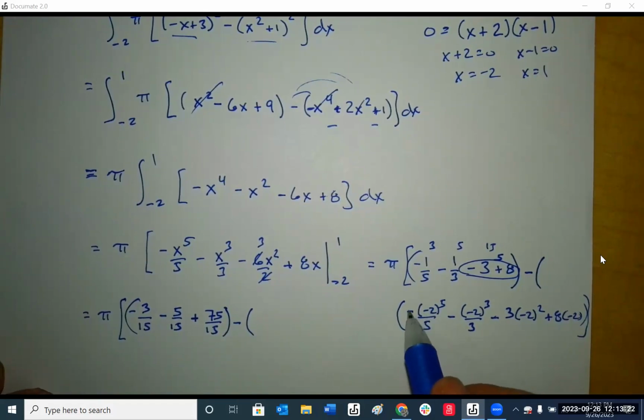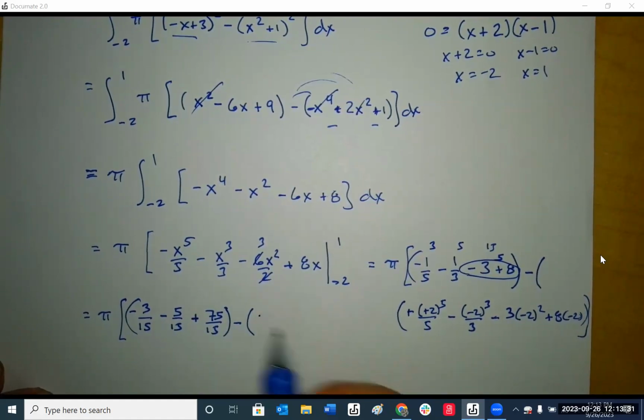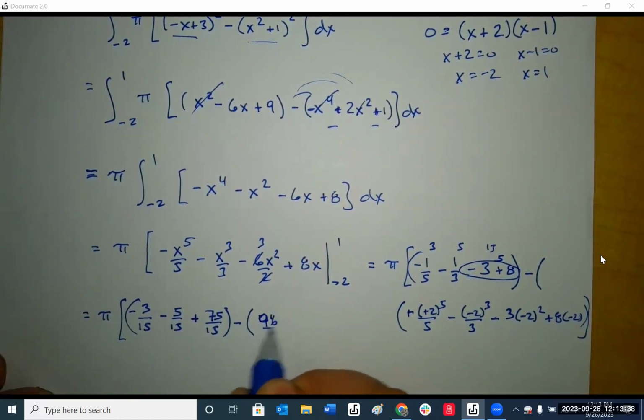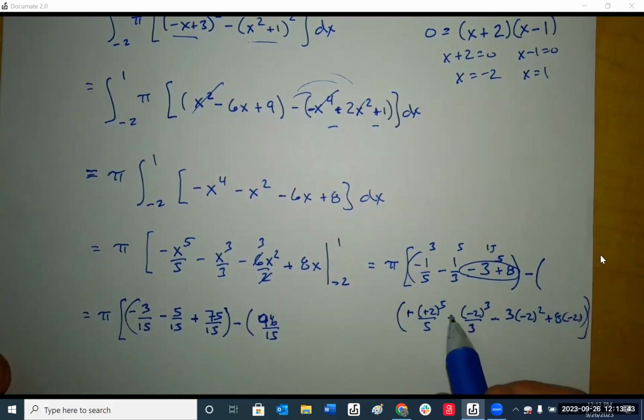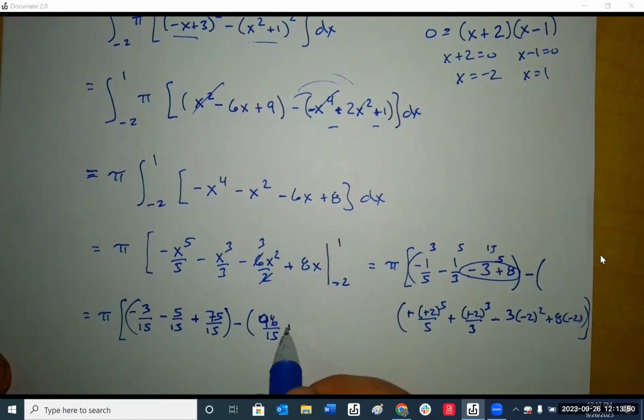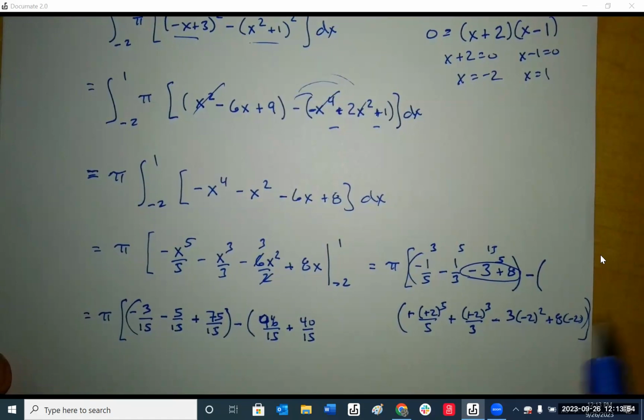That becomes negative, makes it positive. 2, 4, 8, 16, 32/5 times 3. It's 96/15. Negative makes it a positive. 8/3 times 5, 40/15.